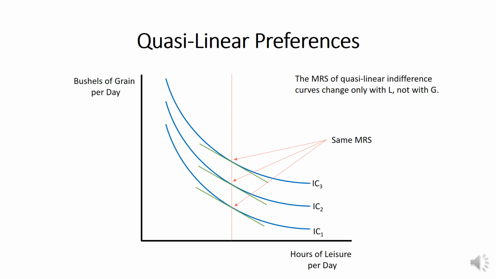And for any given number of hours of leisure that are taken, the marginal rate of substitution is going to be the same no matter what indifference curve you're on. In math, a utility function that has that property is like this one here, where the utility of grain and leisure is equal to grain plus the square root of leisure, and the fact that these two terms enter additively is what we mean by quasi-linear.